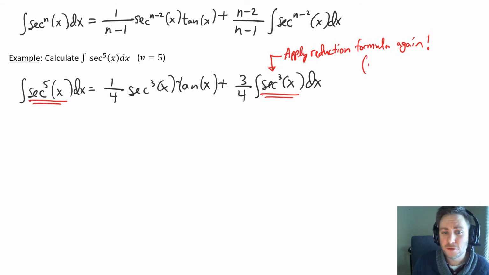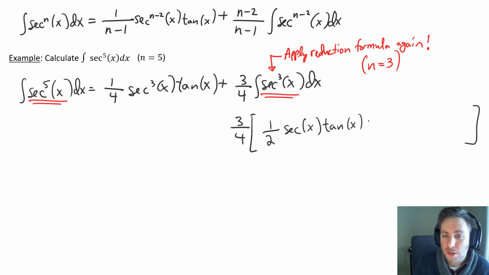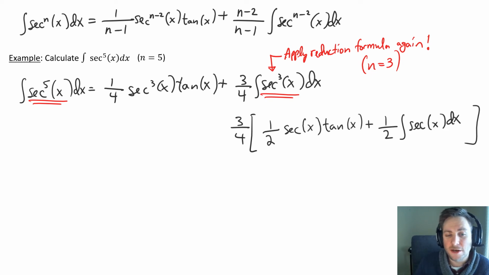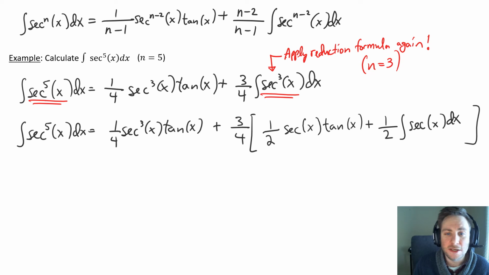To figure out what the integral of secant cubed is equal to, we can apply the reduction formula here where n equals 3. And make sure to use brackets to indicate that the 3/4 in front is still being applied to the entire result. When you plug n equals 3 into the reduction formula, after simplifying, you'll come up with the results that I just put in these brackets, which you can pause and check for yourself. So after doing that, we've come closer to figuring out the integral of secant to the 5. All that remains now is to evaluate this remaining integral of secant x.